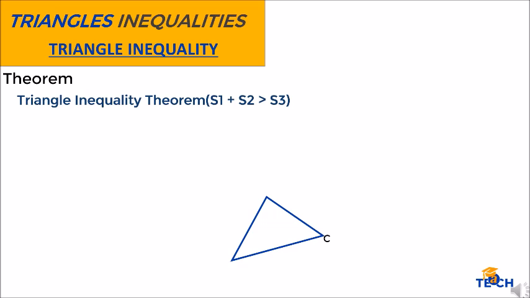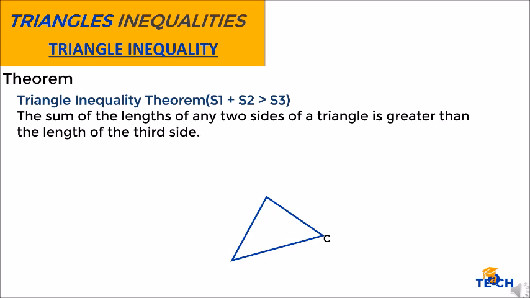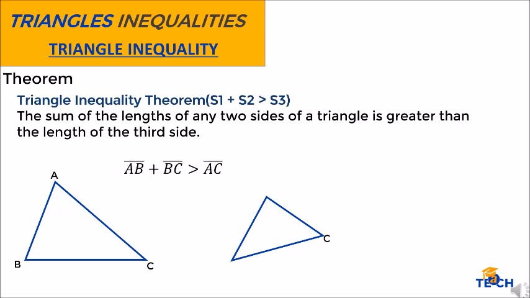So let us define the first theorem. The sum of the lengths of any two sides of a triangle is greater than the length of the third side. For the figure below, we have triangle ABC. So if we add two sides like AB plus BC, it will be greater than line AC.